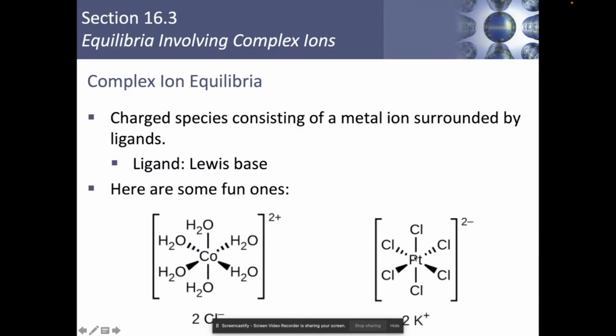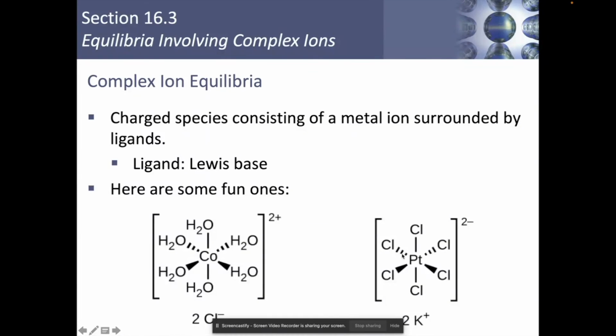Here we have platinum, and it is surrounded by these chloride ions. So we have platinum 4 plus, and then all these negative Cl's surrounding it. And so, yeah, Cl is also a Lewis base. And so these are both complex ions.